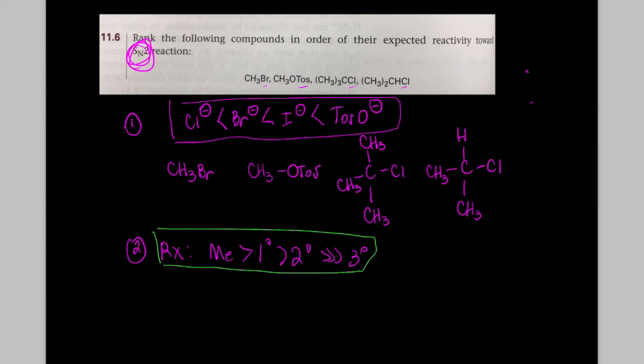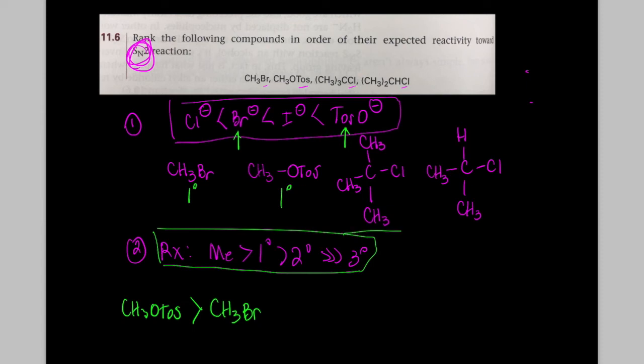So first we want to look for primary substrates. Okay, these two are primary, but are they going to tie? No, because we've just discussed how tosylate is a better leaving group than bromide. So the CH3OTos is going to be the most reactive, followed by CH3Br. These are both methyl substrates.